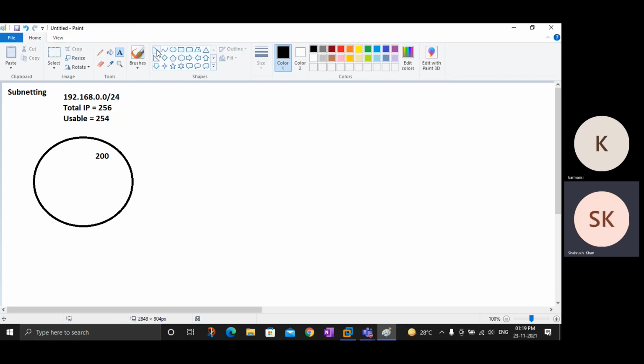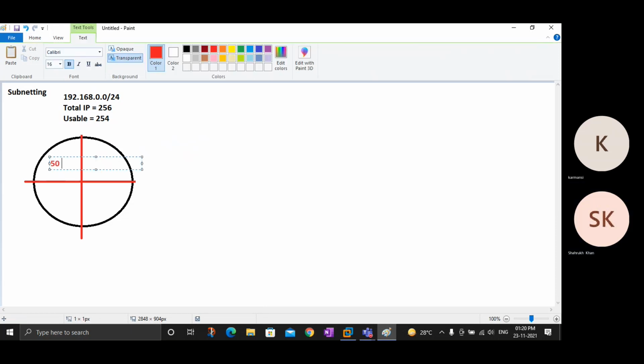But now what I want to do is divide that network, divide the team into two parts, or let's say four parts. And I want that in each department, there should be at least 50 devices. It could be a little bit more than 50, but not less than 50. So I want 50 devices here, 50 in the next one, 50 here, and 50 here, so that they will only be able to communicate in their team only.